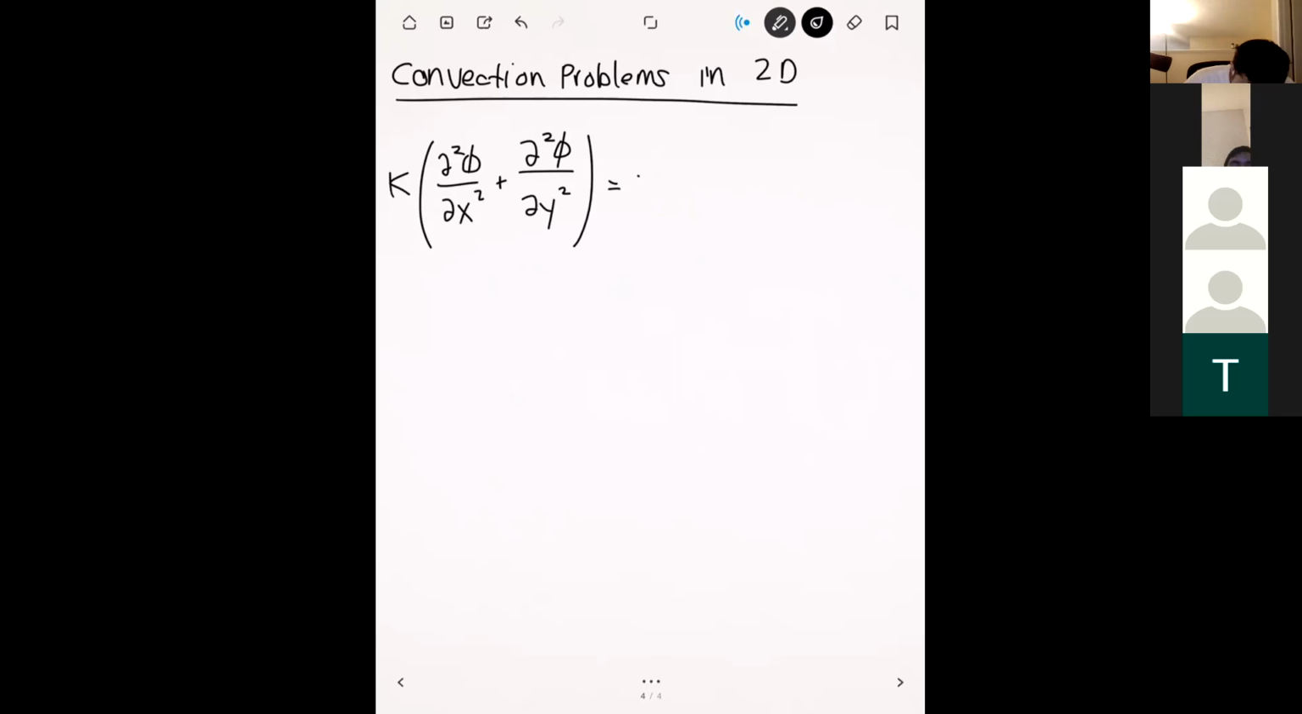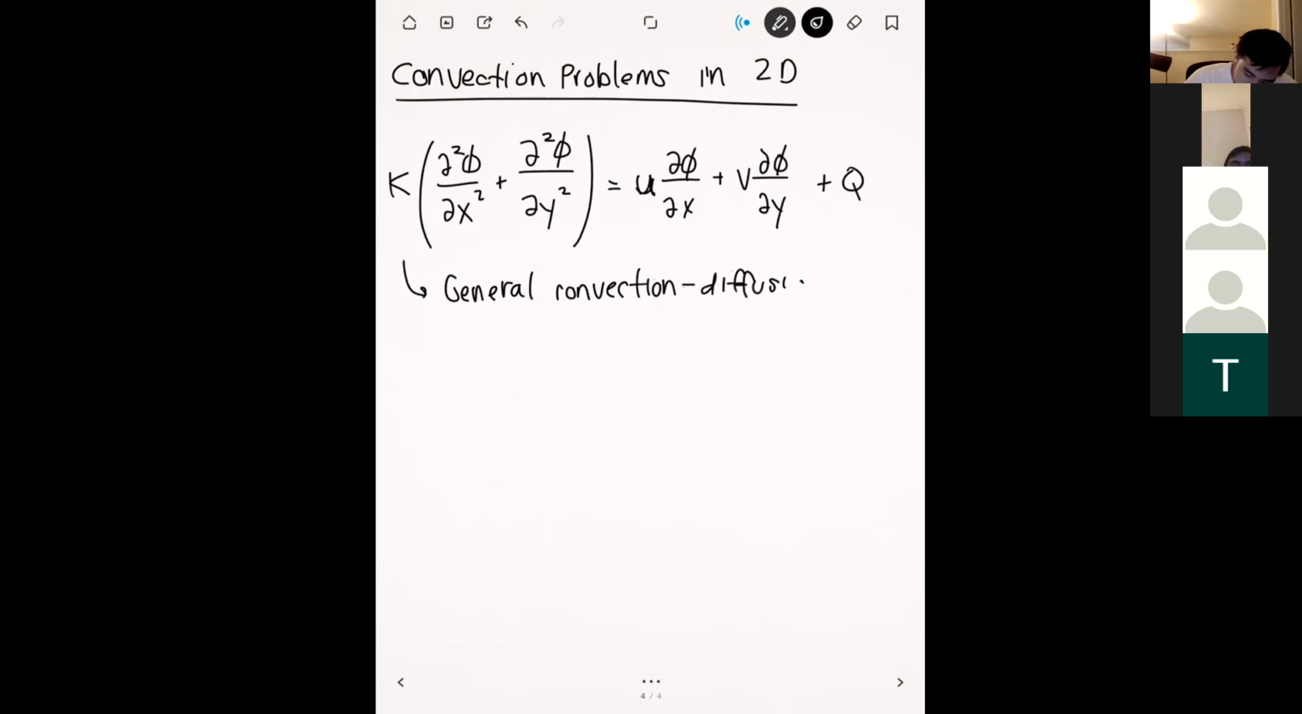And this is equal to the convection terms. We have u times d phi dx, and that's the convection term in the x direction. Then we have v times d phi dy, and that's the convection term in the y direction. And then we have our source term. This equation right here is the most general convection diffusion equation in 2D. Just like we always do, we're going to apply finite differences to every single one of these derivatives. So now we have 4 derivatives, and we're going to apply finite differences to all of them.